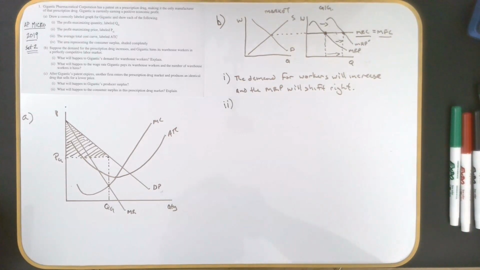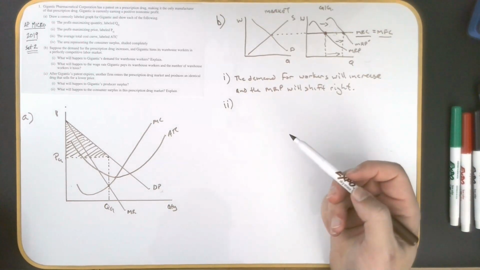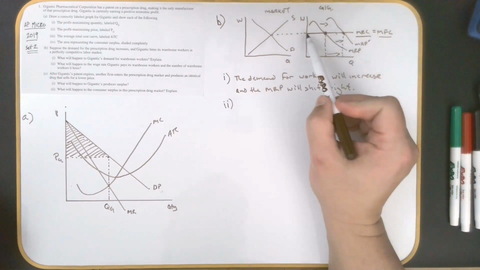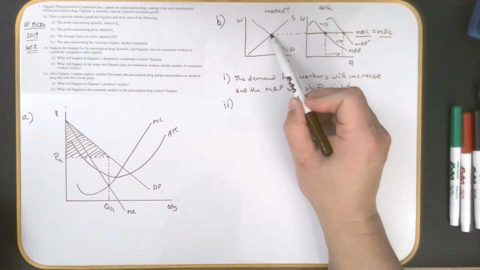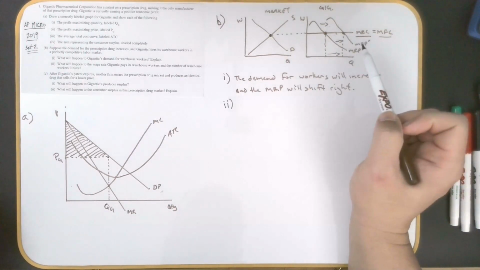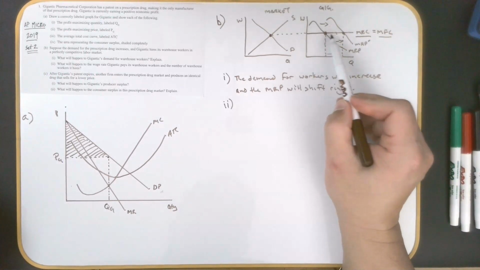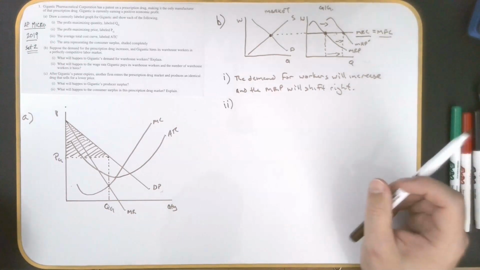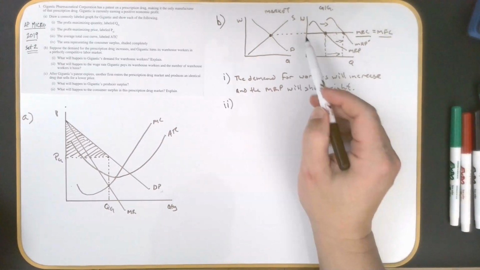It says, what will happen to the wage rate Gigantic pays its warehouse workers and the number of warehouse workers it hires? So what's going to happen to the wage rate? Well, that's a question about Mr. Carlson, everybody. Now remember, Mr. Carlson came out of equilibrium from the market. And so what happened to Mr. Carlson? Nothing. He's the same guy over here. Just because Mr. Poulsen shifted right, Mr. Carlson's still Mr. Carlson. There's no change in the wage.